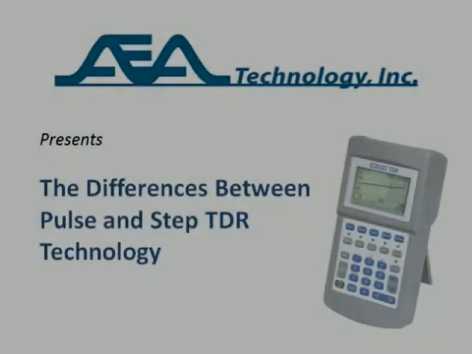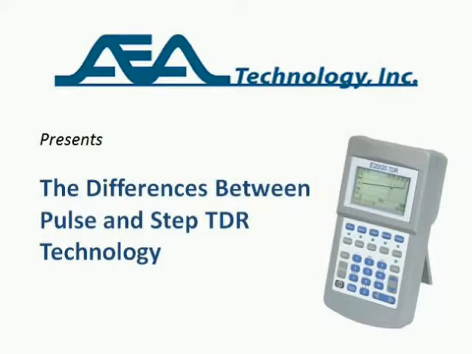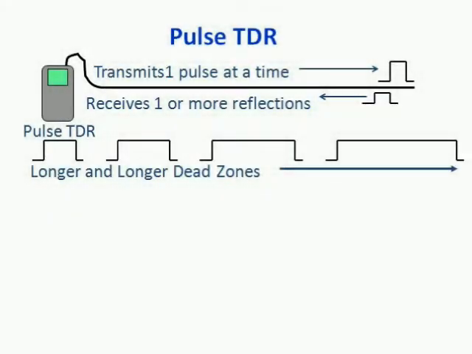While there are a variety of TDR technologies on the market, the two most common types are Pulse TDRs and Step TDRs. This presentation will discuss the basics of how they work and their differences. Pulse TDRs transmit one pulse at a time, wait a calculated time period until no more reflections can be received from that pulse, and transmit the next pulse.